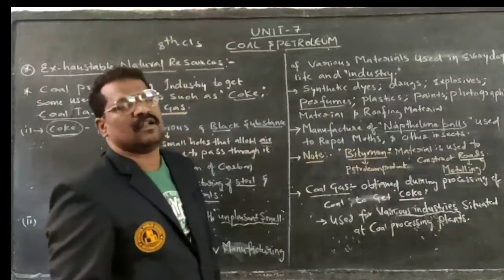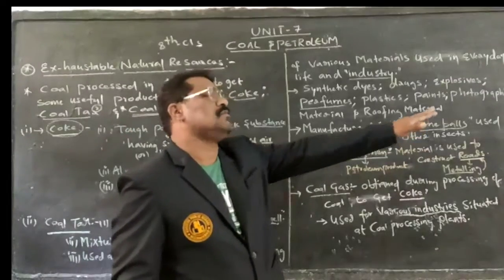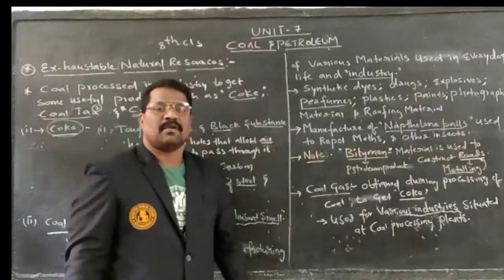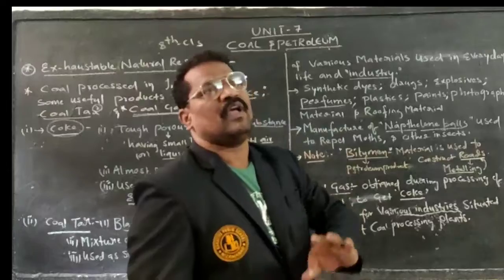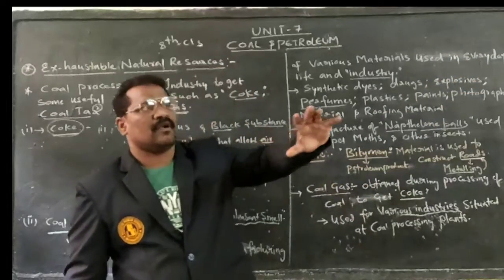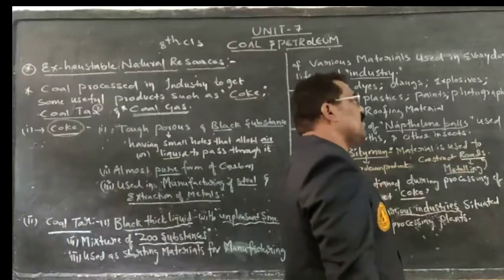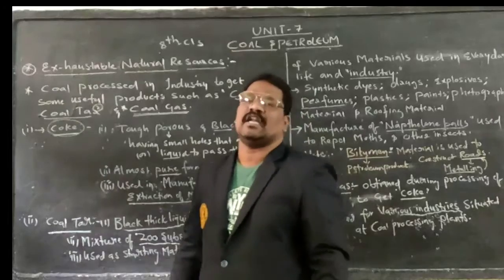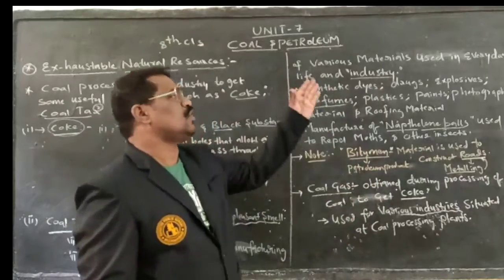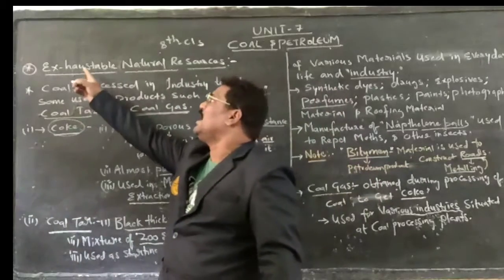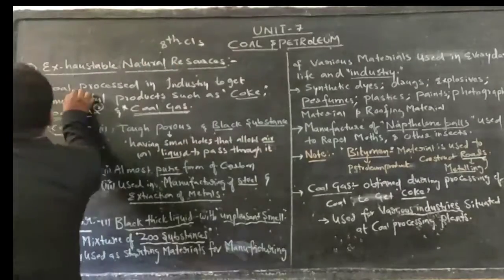It can be used in various industries situated near coal processing plants. In our Telangana districts, in Ramagundam, we have coal mines. Near the coal processing plants, they use this coal gas as a fuel for various industries situated nearby. This is the total information about the exhaustible natural resource called coal.